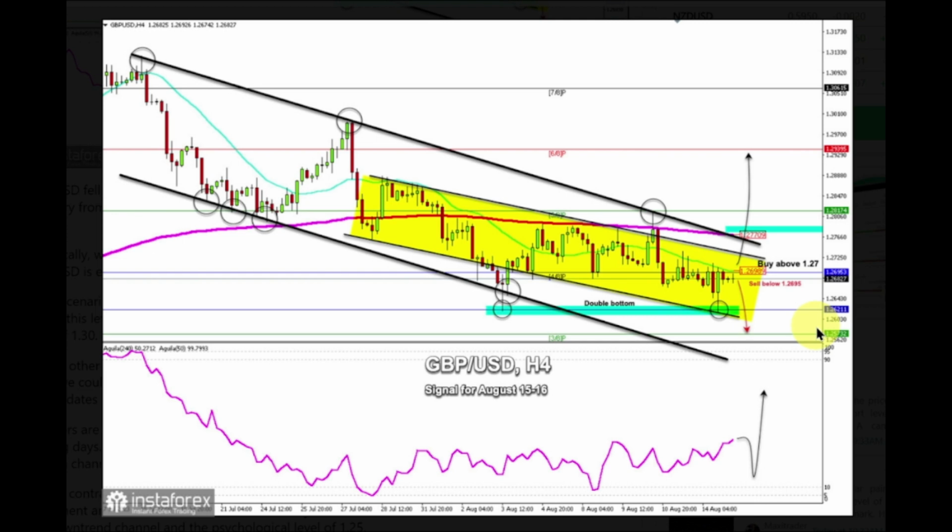In the next few hours, we expect the British pound to break the 1.2695 level. If so, it will be seen as a signal to buy with targets at 1.2770 and 1.2817. The Eagle indicator is giving a positive signal. However, any retracement will be seen as a signal to buy.